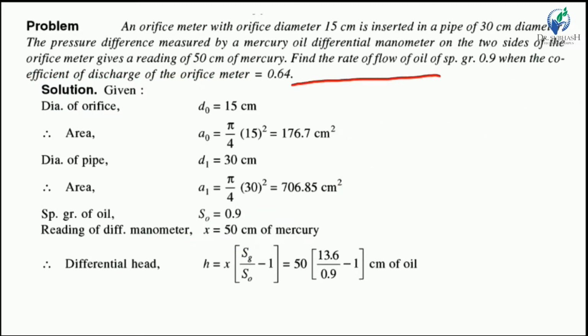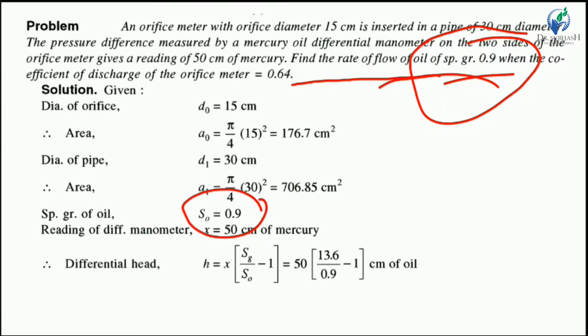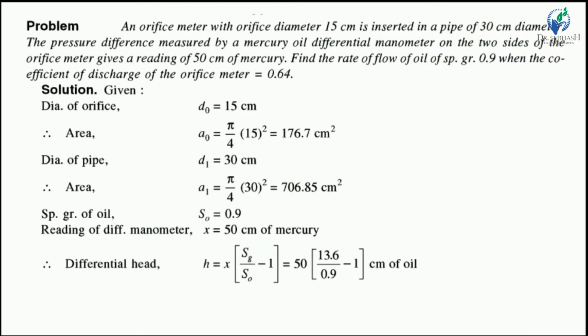Find the rate of flow of oil of specific gravity 0.9. The flow fluid is oil and its specific gravity is given as 0.9. Okay. Now the coefficient of discharge of the orifice meter, the value of CD, is given as 0.64. Okay. Now let's start the solution of the problem.